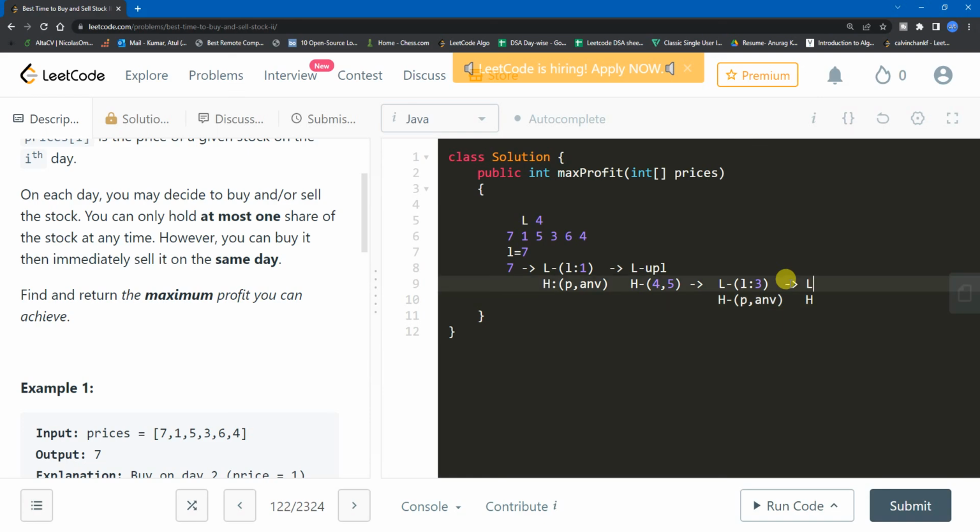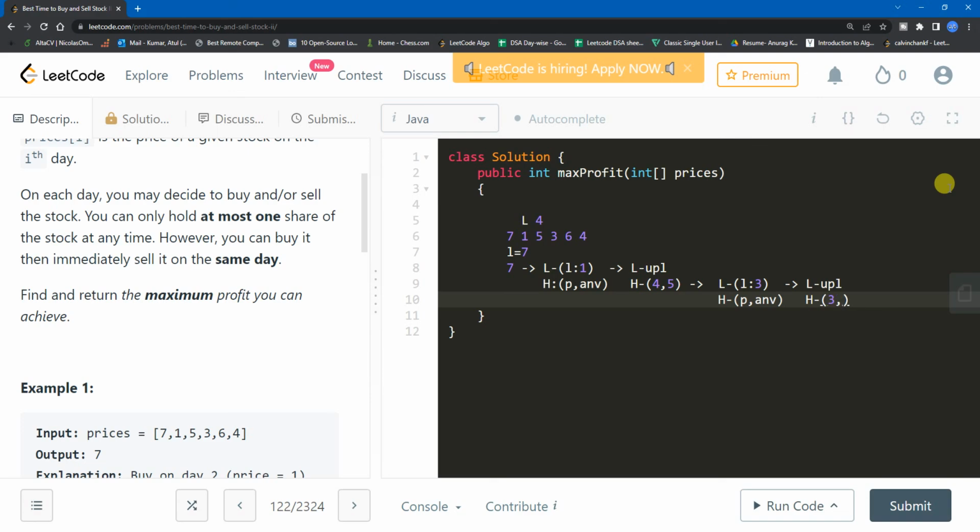So if it is lesser than 3, we simply update the lower value. And if that value is higher, that means we will calculate a profit. And profit is basically 6 minus the lower value, and it was 3, so the profit is 3.